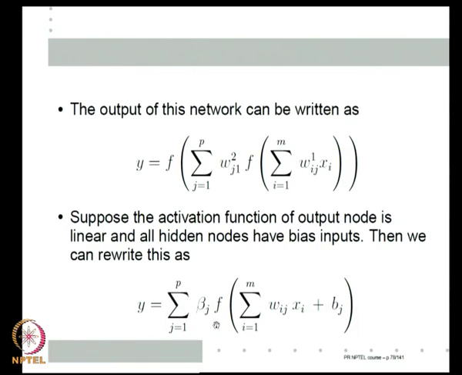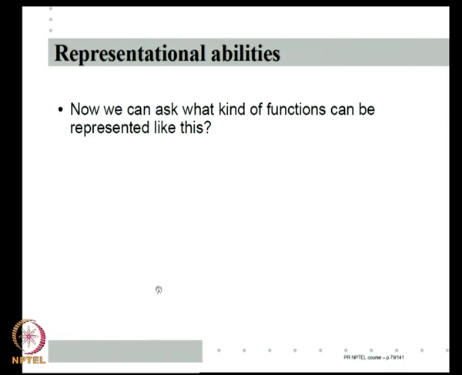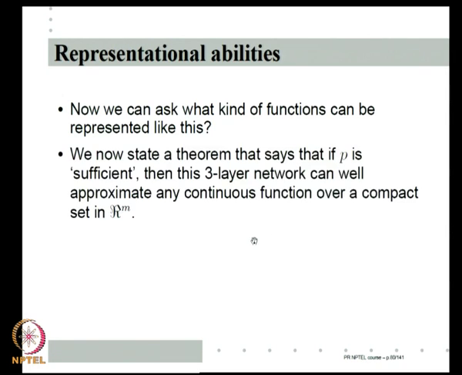So, I am asking for what all functions there will be some beta j's, w ij's and b j's, so that they can be written like this, right. That will tell me what kind of functions my network can represent. So, the question is what kind of functions can be represented like this.